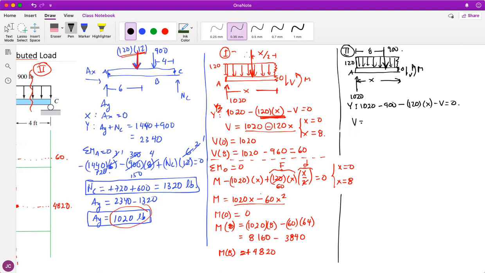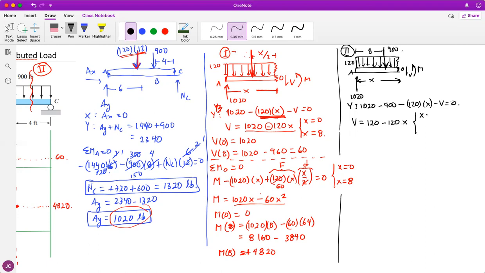Therefore, B equals, I'm going to pass this guy over there. This thing, hopefully you see, is 120. It stays there as positive, so it's 1020 minus 120x. Okay, so I have that.